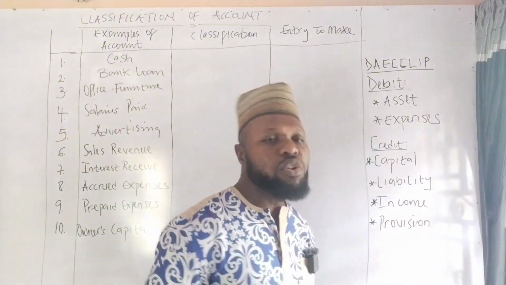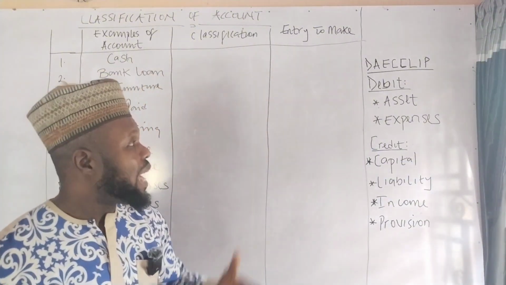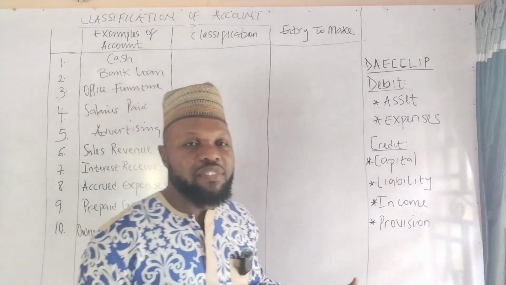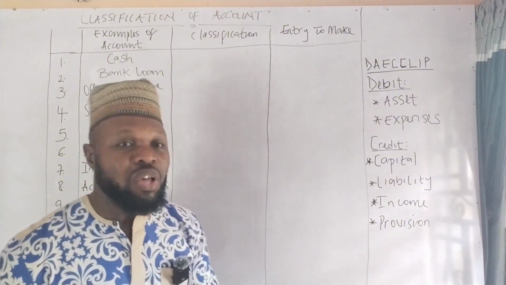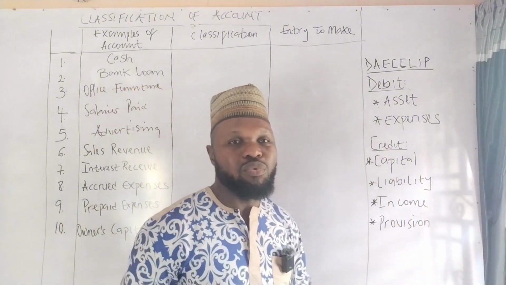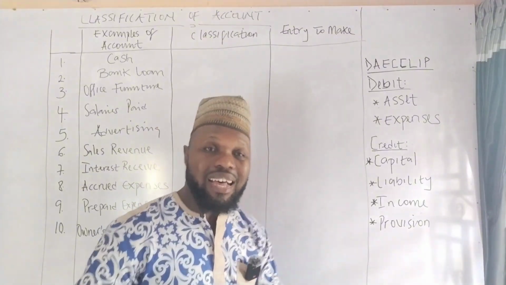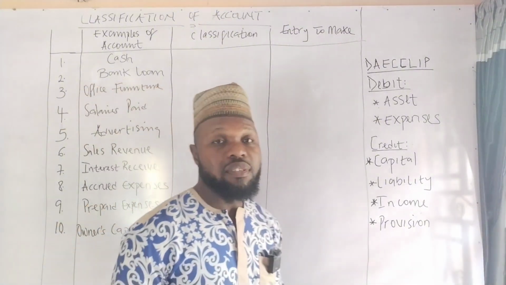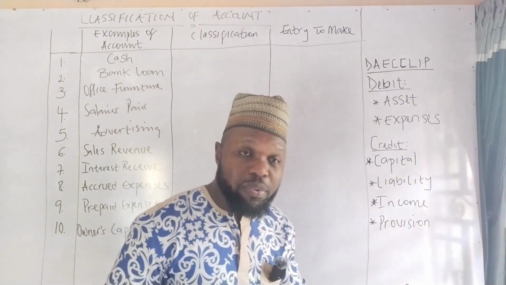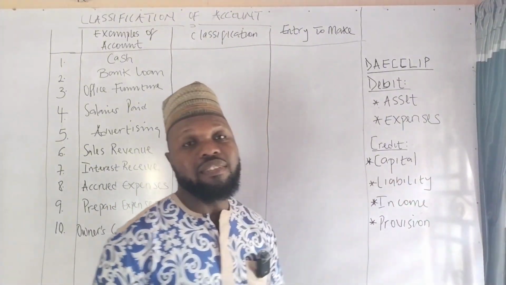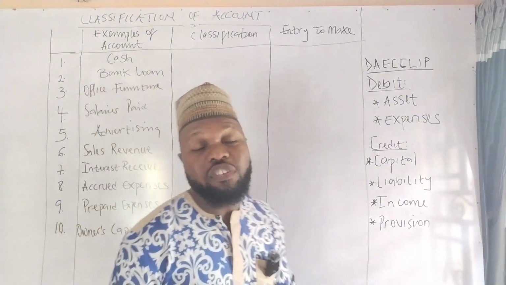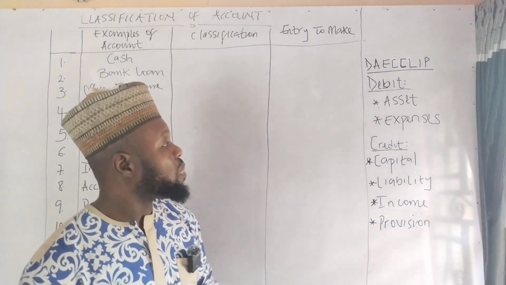When we say asset, what do we mean by assets? An asset simply means anything that is owned by the business, that has value and is contributing to the progress of the business. For instance, somebody that is running a computer service, that computer in his shop is an asset. The phone he is using is an asset. If there are furnitures in his shop, they are assets.